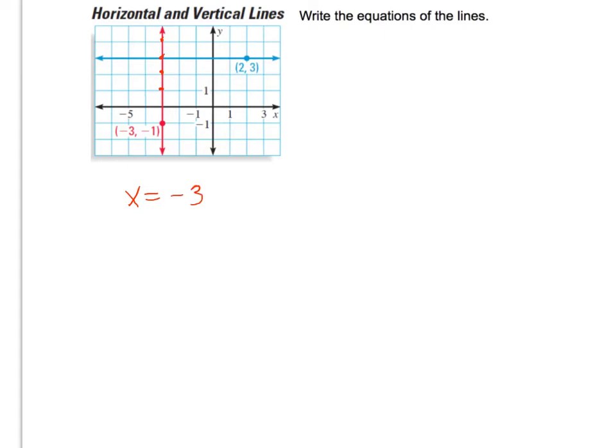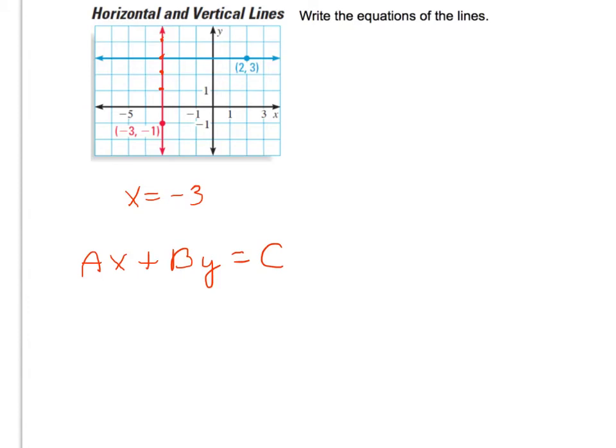Now, that is standard form. It just so happens, in terms of ax, remember, plus by equals c. What's a? 1. What's b? So in this case, it's 0, right? Because there is no y term, and c is negative 3. So that is in standard form.